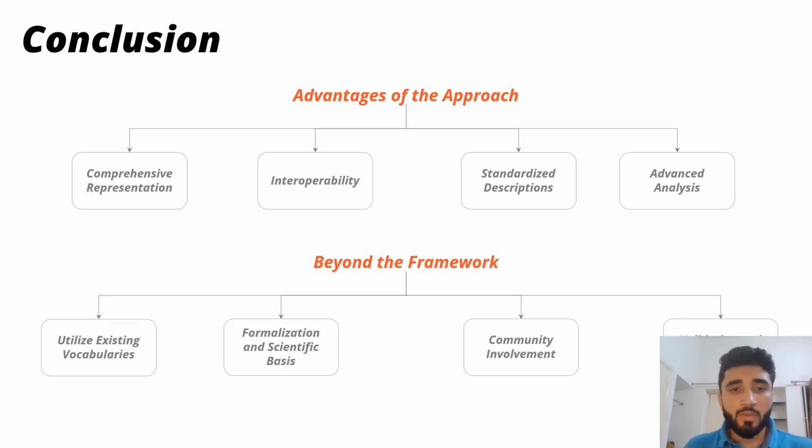Then the last part is beyond the framework, what we can do to make this ontology more refined. So we can utilize existing vocabularies that are related to cultural heritage, as it will promote consistency across different projects. Then documenting mapping decisions, then formalization and scientific basis, and then the most important part, community involvement.